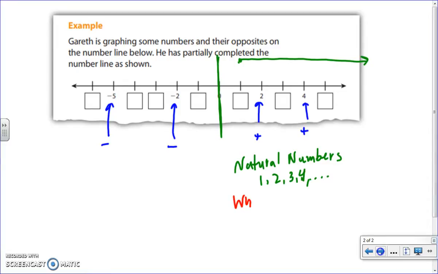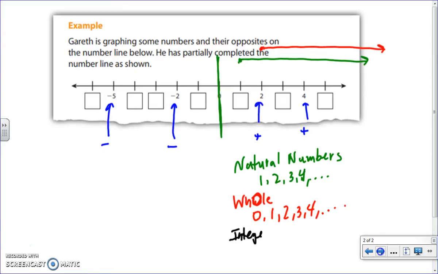Okay? The whole numbers, right, big O in the middle of whole, start at 0 and increase just like the natural numbers. No decimals, no fractions. And so they start here. And then the integers include all the whole numbers and the natural numbers, but also negative numbers. Again, no fractions and no decimals. So that would be everything.